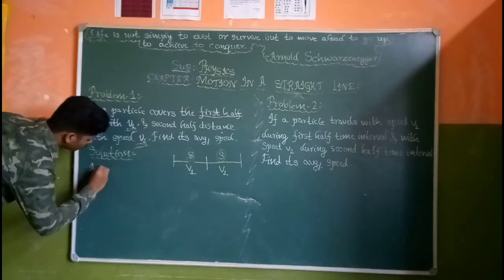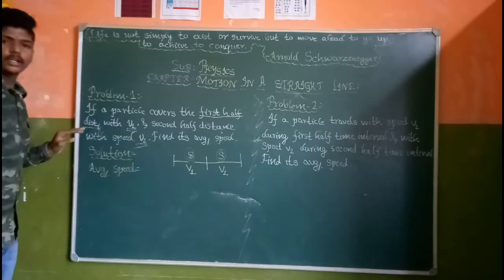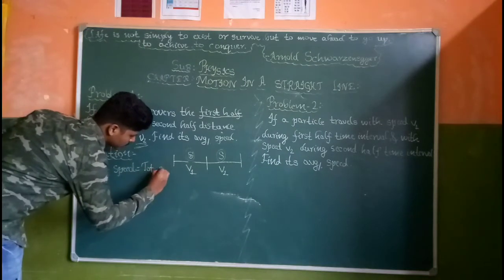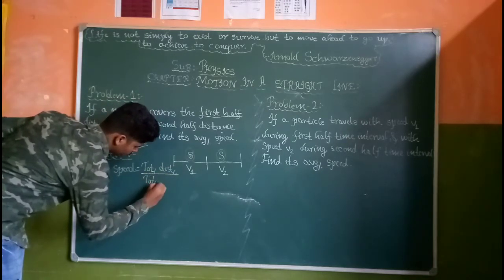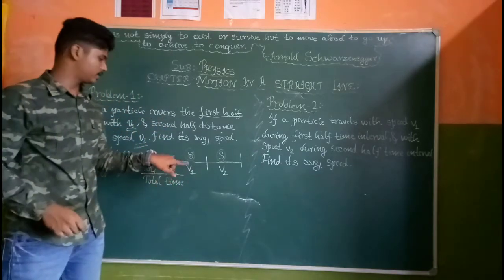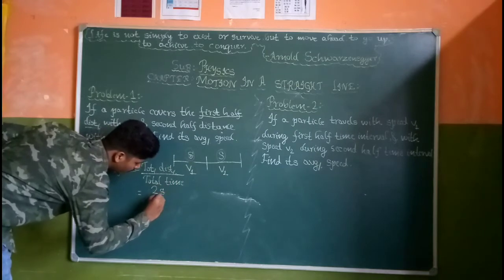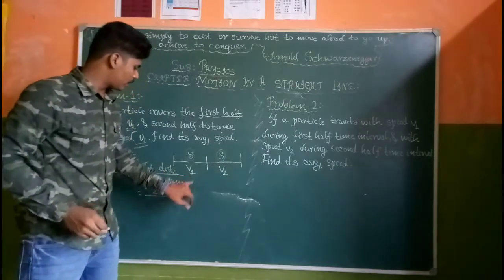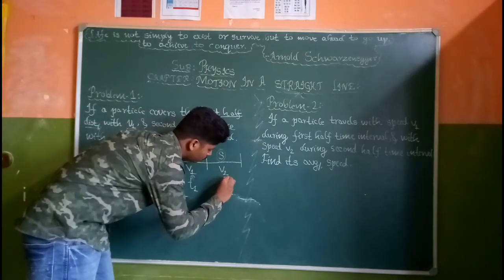Average speed is equal to total distance per total time. What is the total distance? That is 2s, s plus s, that is 2s. And for time, you classify it as t1 time at velocity v1 and t2 time at velocity v2.